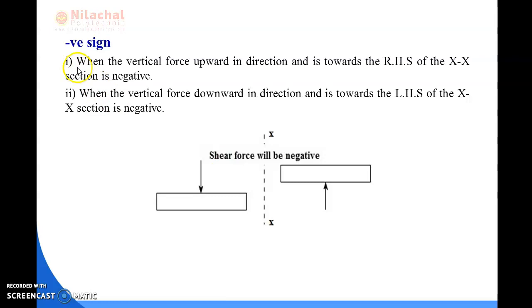Here it is written that when the vertical force is upward in direction and is towards the right hand side of the XX section, it is negative, and second, when the vertical force is downward in direction and is towards the left hand side of the XX section, it is negative. So this is all about shear force and the sign convention of the shear force.